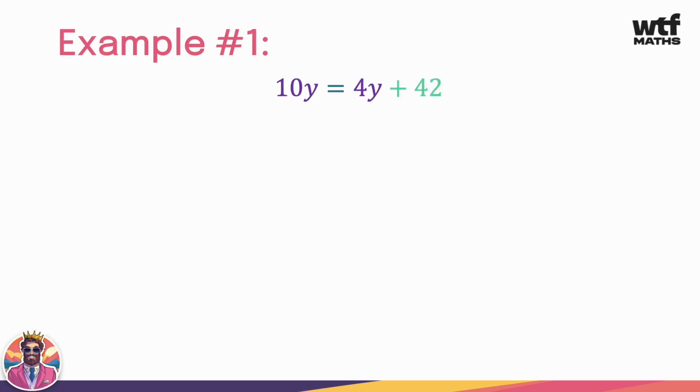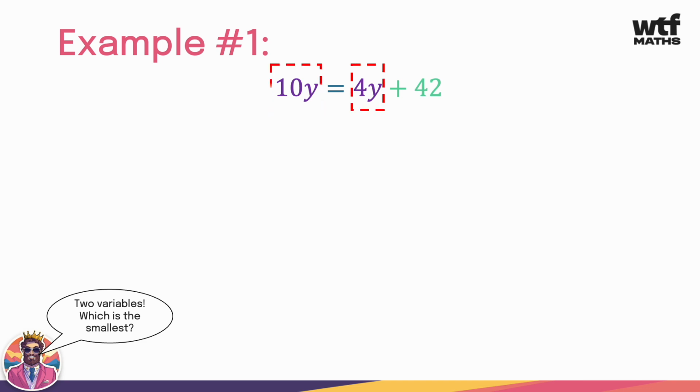Okay, for example, we got this question here. 10y equals 4y plus 42. So there are two variables here, one on the left, one on the right. So the question is, which is the smallest of the two? So we can compare 10y, we can compare 4y, and we know that 4y is the smallest. So to get rid of 4y is our goal.